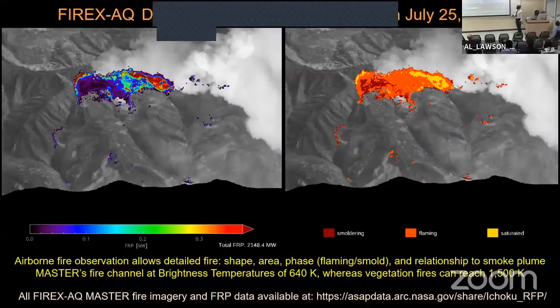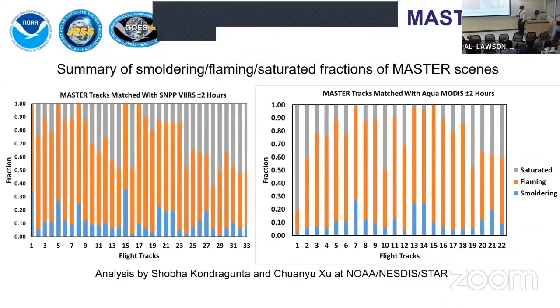So from the high spatial resolution airborne sensor, we're able to not only retrieve the fire radiative power, but we're also able to classify the image into smoldering and flaming. Also, because of the high energy of the fires, the high flaming fires sometimes saturate the measurement because of the nature of the technology. So we also see some parts that are saturated. Anyway, the products that we measure from aircraft are being used to compare with what we get from satellites.